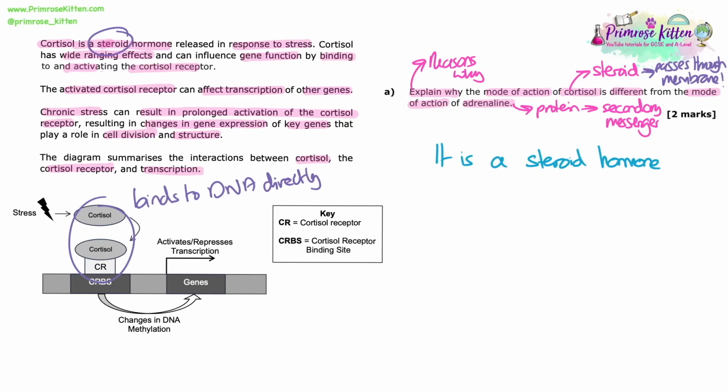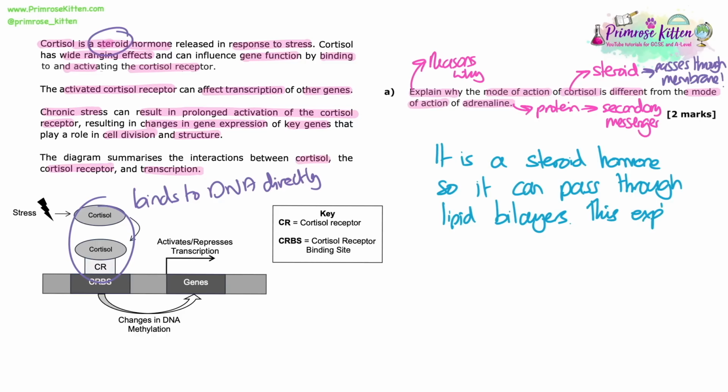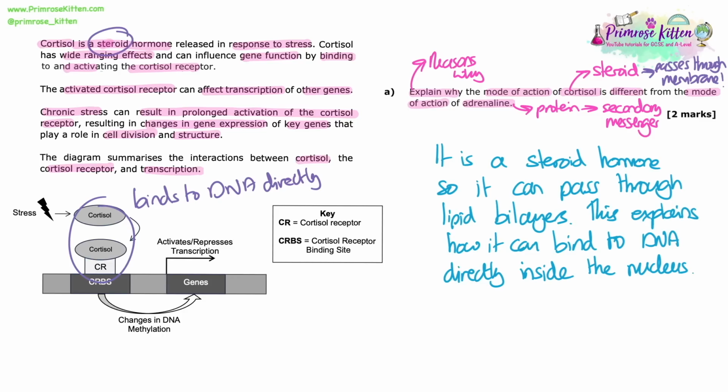So this is kind of taking your knowledge about hormones as transcription factors, basically, and also a reminder of what adrenaline does. We've learned about adrenaline in the context of glucose, but we learned that it uses the secondary messenger model, so that is also part of the knowledge that you need for this question. So my first mark is going to come from saying it's a steroid hormone, so it can pass through the lipid bilayers. There's no mark here for just saying it's a steroid hormone, because it tells you that in the question, but the mark is for saying what that means. It means it can pass through the phospholipid bilayer. This explains how it can bind to DNA directly inside the nucleus.